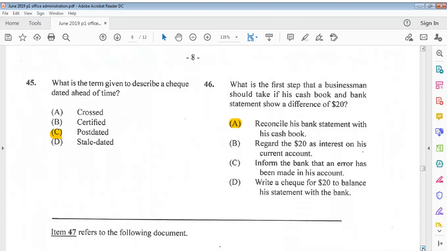Let's move on to 46. What is the first step that a businessman should take if his cash book and bank statement show a difference of $20? A. Reconcile his bank statement with his cash book. B. Regard the $20 as interest on his current account. C. Inform the bank that an error has been made in his account. Or D. Write a check for $20 to balance his statement with the bank. We know it's not with the bank. So he would have to reconcile, check his bank statement and his cash book to see where that $20 difference is, so to speak. So the answer would be A. Reconcile his bank statement with his cash book. It's not the bank's fault, right?